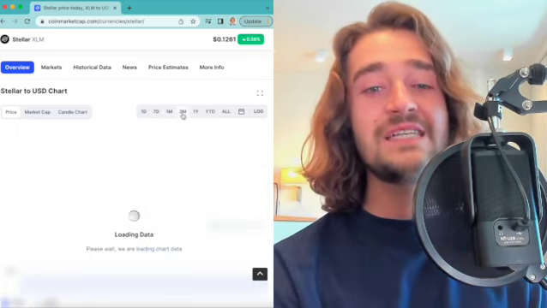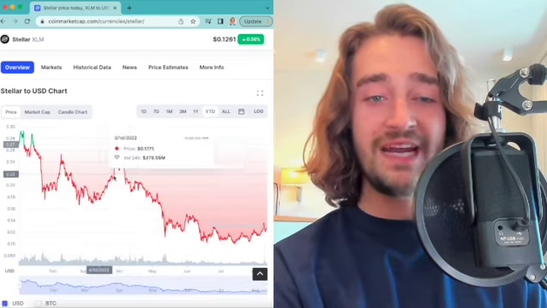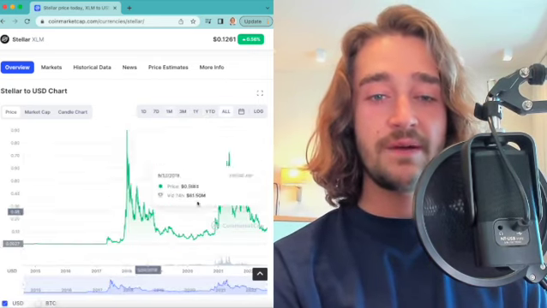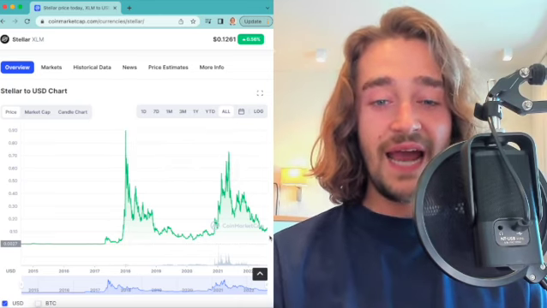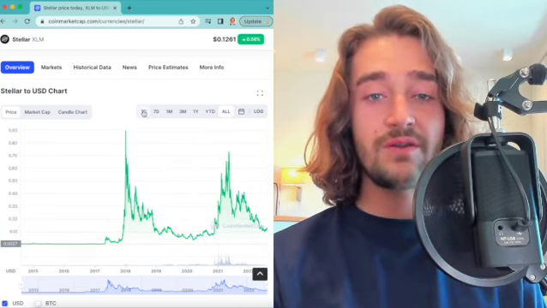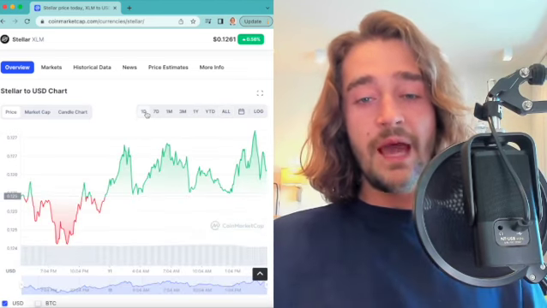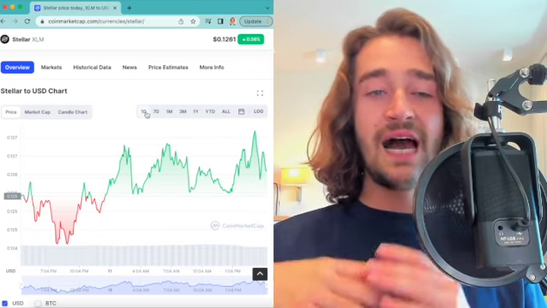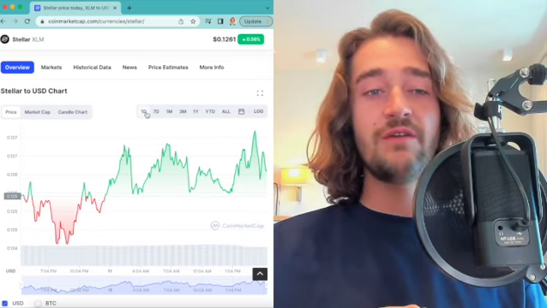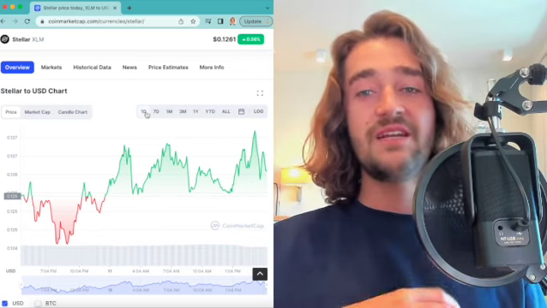Stellar has been hovering around 89 cents at its peak, and now it's hovering around 12 cents. But I believe we can reach back these all-time highs of 89 cents. I believe XLM is a dollar coin valuation, and it can reach that in the long term.